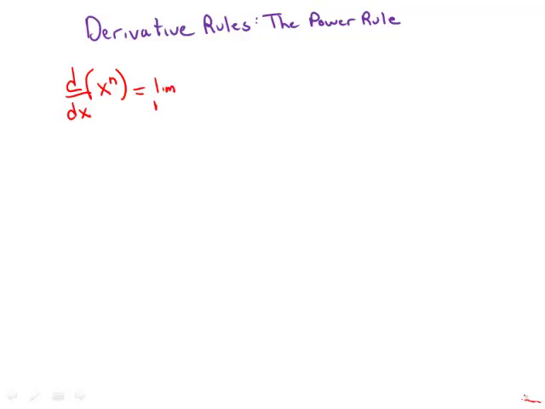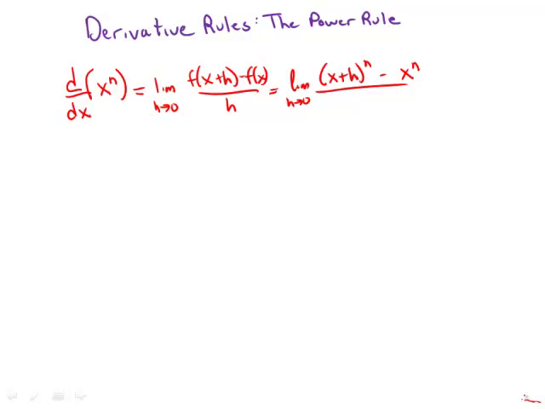We know this is going to be the limit as h goes to 0 of f of x plus h minus f of x over h, and of course it's going to be the limit as h goes to 0 of (x plus h) to the n minus x to the n over h. And so this first part, where we're raising the binomial to the nth power, we're going to use the binomial theorem to expand that.